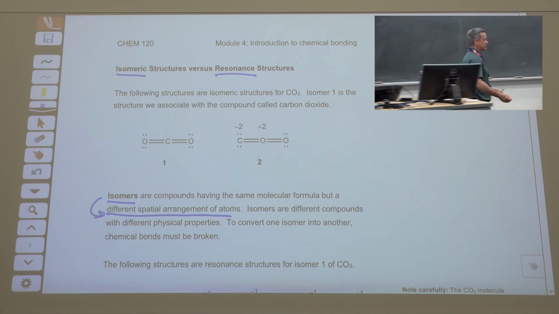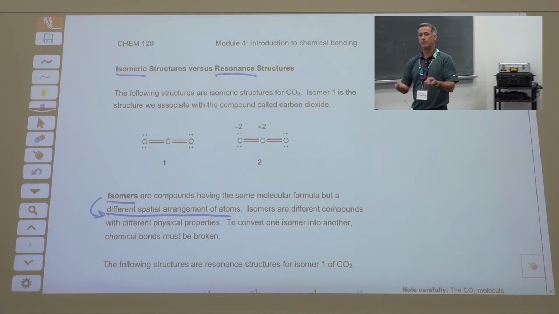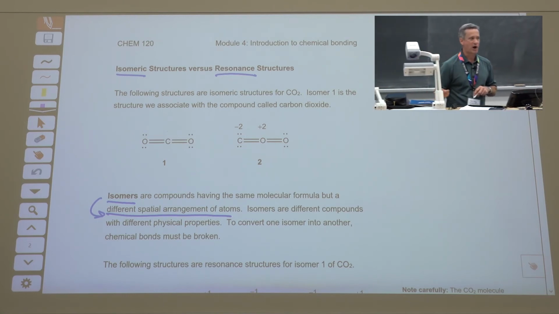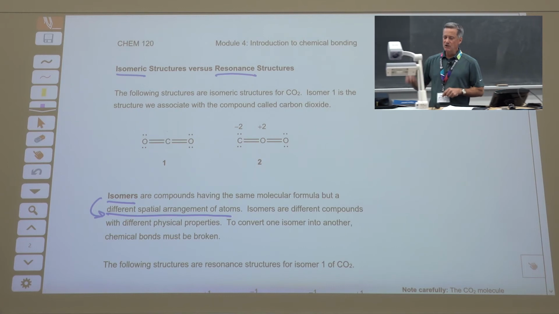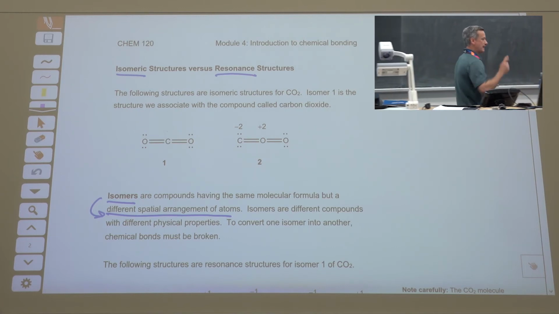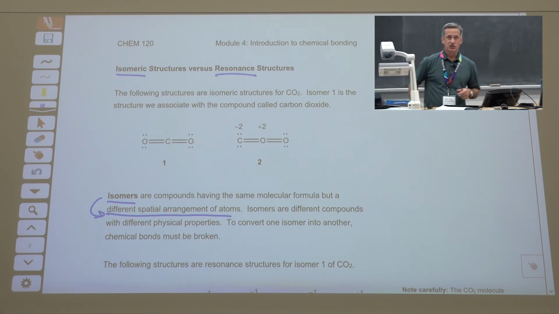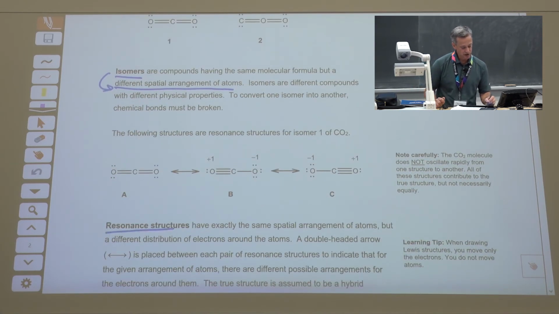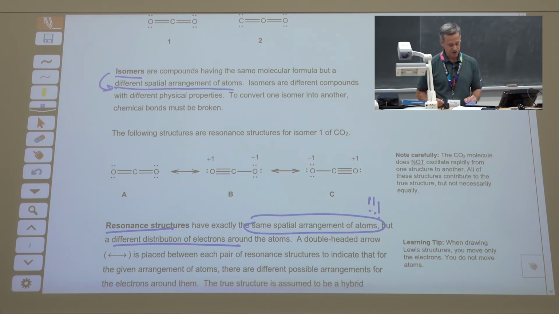Okay? To convert from one isomer to another, we would have to change the spatial arrangement of the atoms. In other words, we'd have to break certain bonds, rearrange things, and form new bonds. Okay, that takes energy. Isomers are chemically distinct compounds with their own properties. They behave differently, and we have to chemically convert one into the other, generally speaking. Resonance structures, on the other hand, differ only in the distribution of electrons. There's the same spatial arrangement of atoms, but different distribution of electrons around those atoms. Okay, so to emphasize that, resonance structures have a different distribution of electrons, but the same spatial arrangement of the atoms. We can use a very simple molecule to illustrate the difference.